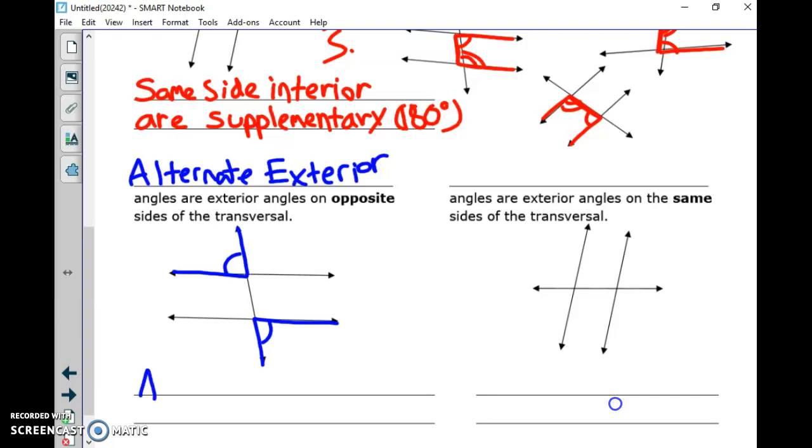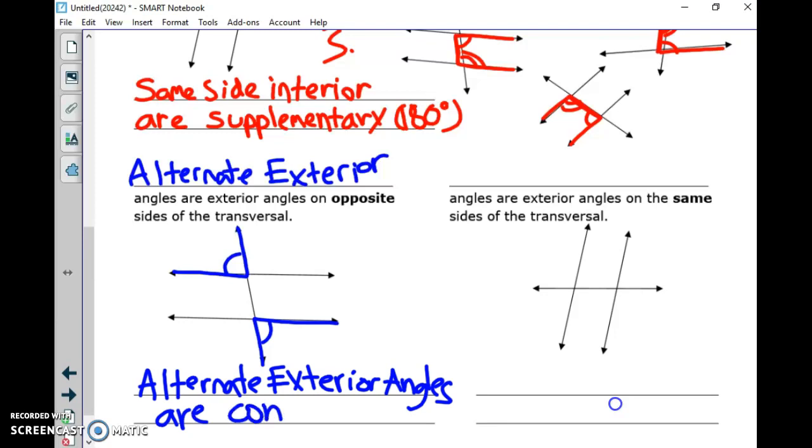But what do we know about them? Well, alternate exterior angles are congruent. So just like alternate interior, alternate exterior are congruent.